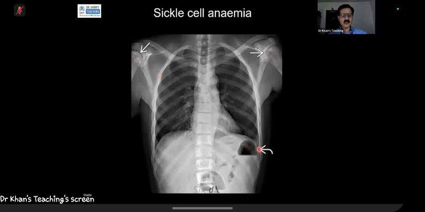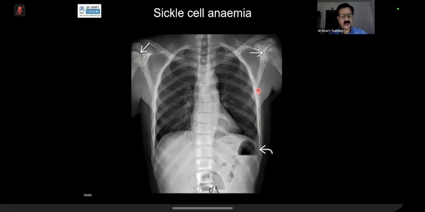and then look at this finding. The gastric bubble is shifted here. Usually it will not be here; it will be here because of the spleen. So it means there has been a splenectomy. If somebody picks up this finding in the exam, the examiner is going to give you some marks for that. But you will only see this once your mind goes into this, that this is sickle cell.